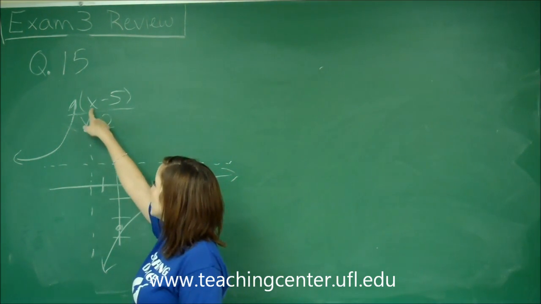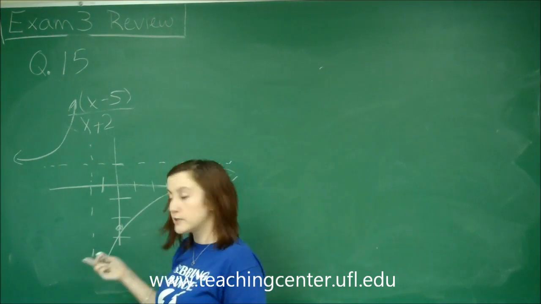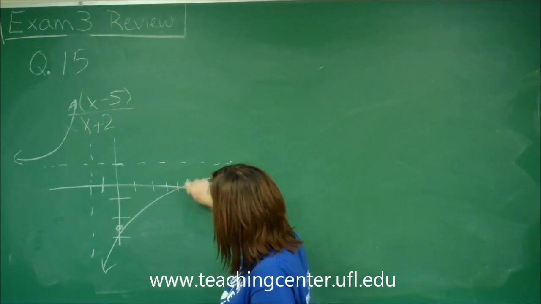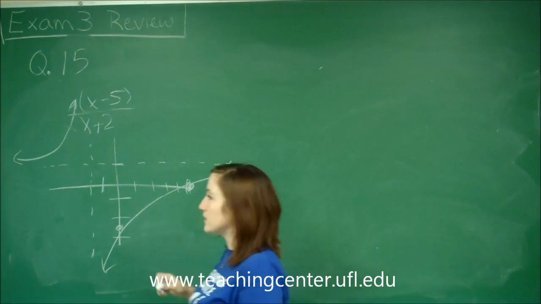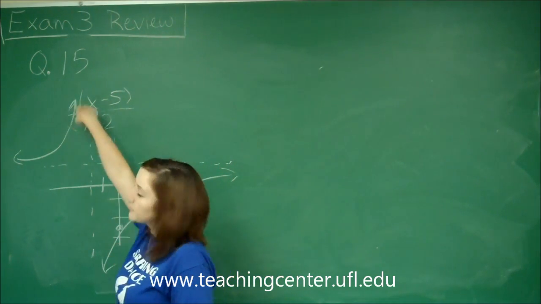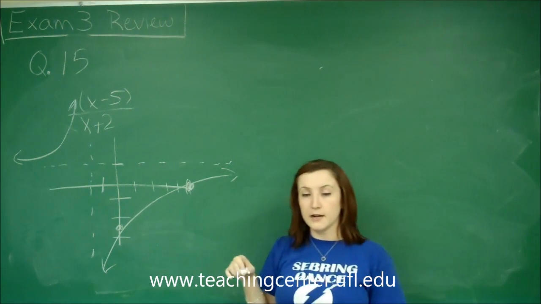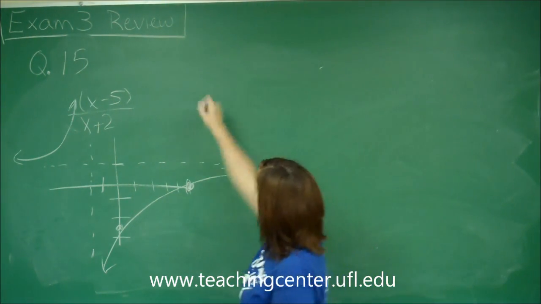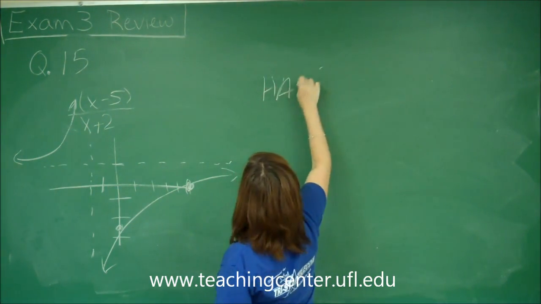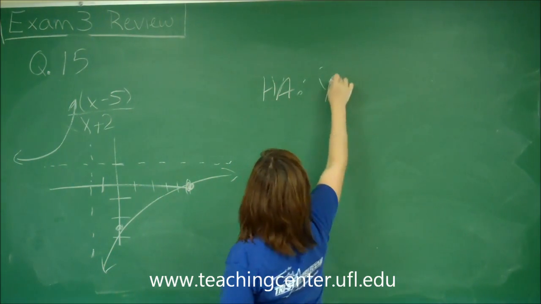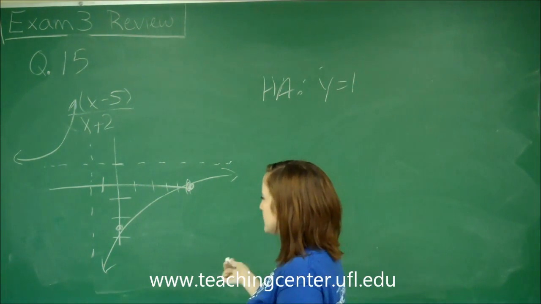I knew I had a 0 at x = 5 because I said the numerator equals 0, so I graphed that. And then I knew that I had a horizontal asymptote at the ratio of my leading coefficients because both the numerator and the denominator had a degree of 1. So I knew I had a horizontal asymptote at y = 1. So based on that, I graphed it.